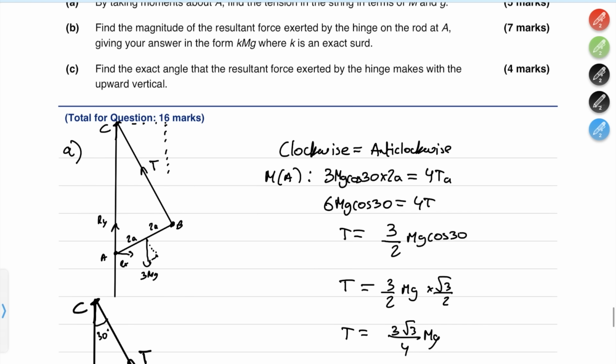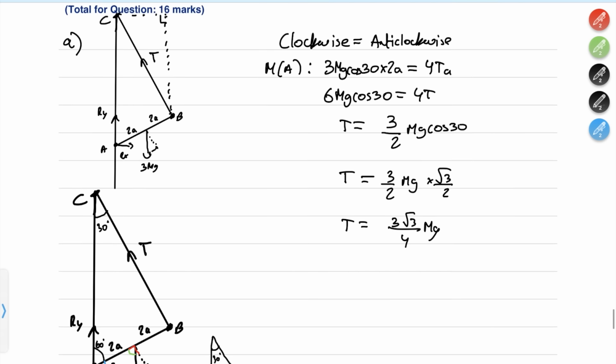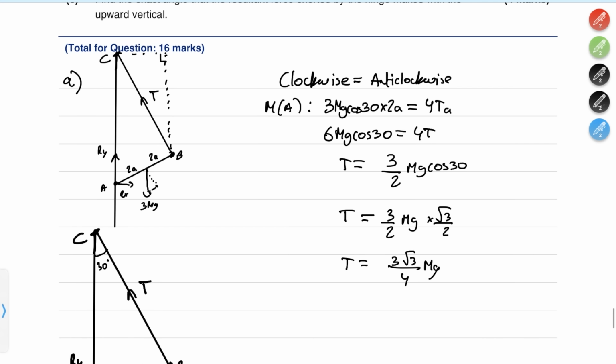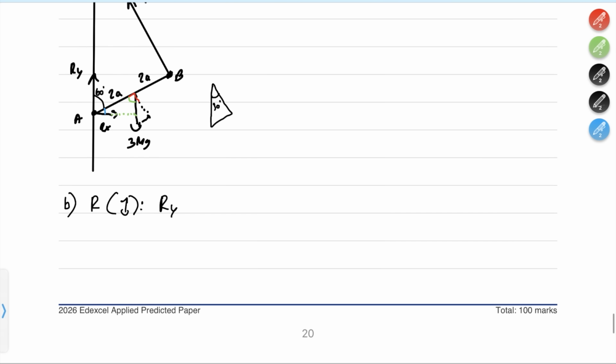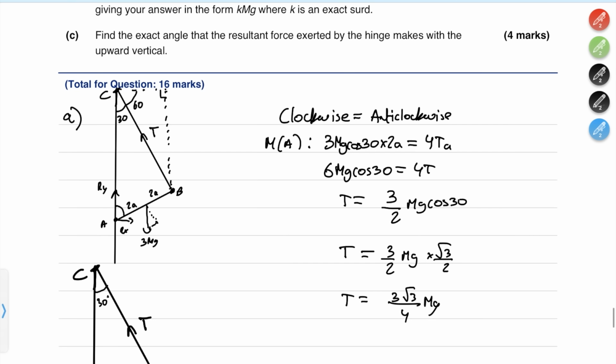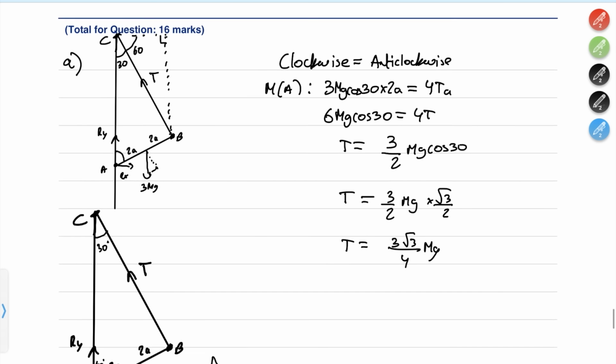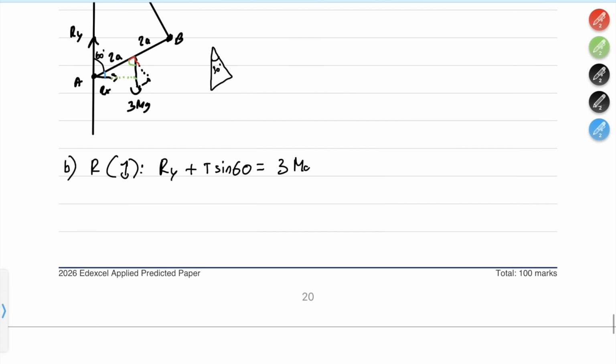So now I'm going to draw this triangle here. This is a right angle, and this here is 60, as we said. So that means this angle here is 30. Okay, so this angle here is 60 degrees. Now the vertical component of T is going to be T sine 60. So Ry plus T sine 60. And the only thing that is going downwards is 3mg, and we don't have to resolve it because it's perfectly down. So Ry equals 3mg minus T sine 60.